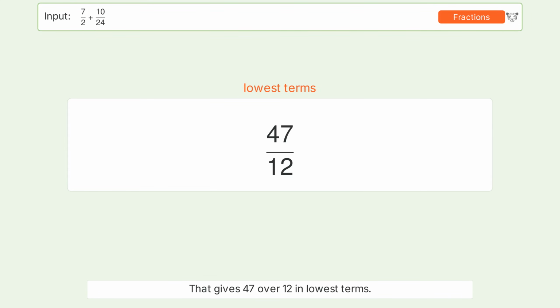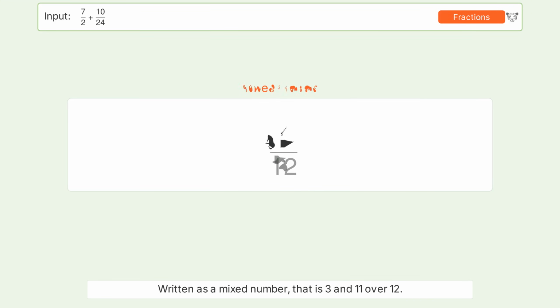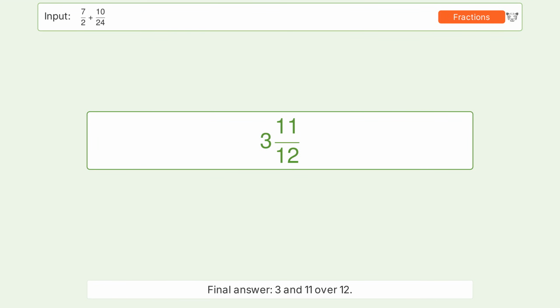That gives 47 over 12 in lowest terms. Written as a mixed number, that is 3 and 11 over 12. Final answer, 3 and 11 over 12.